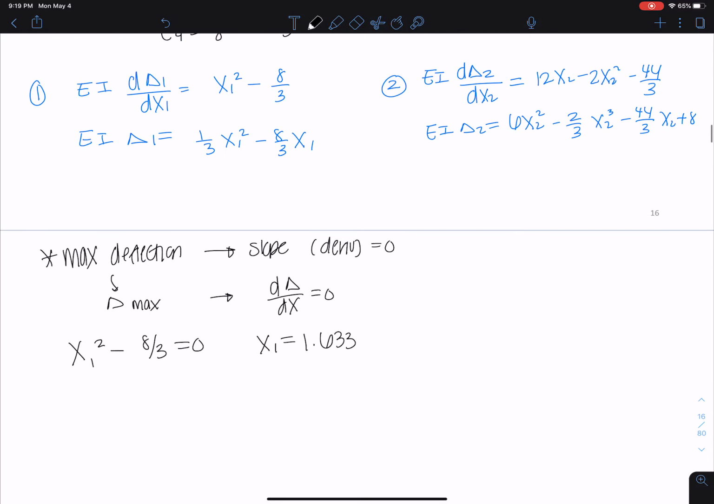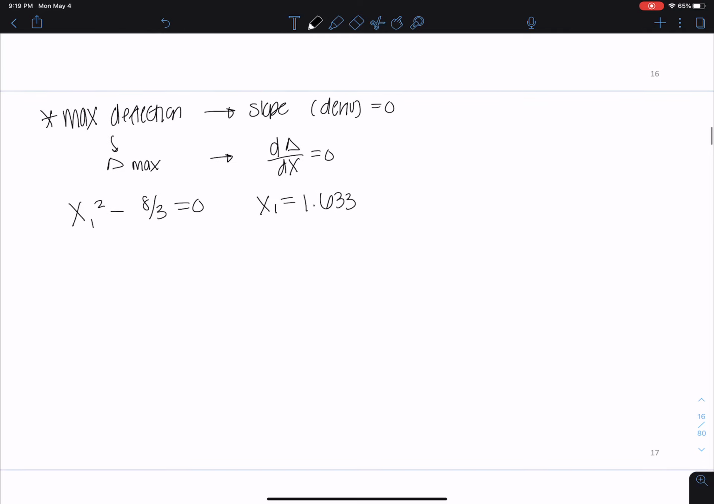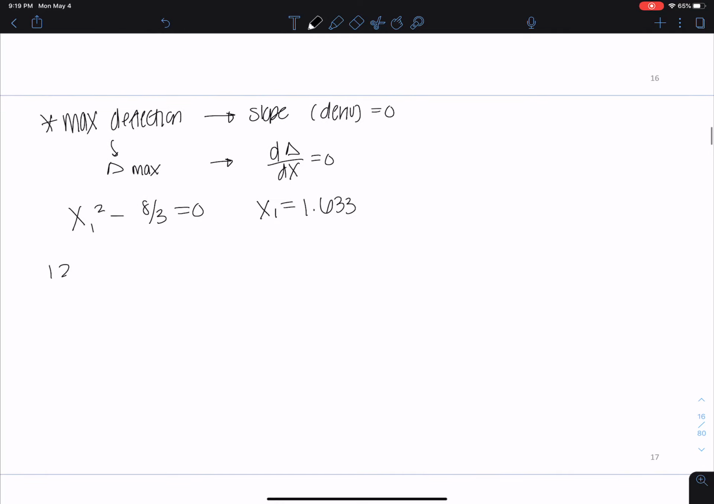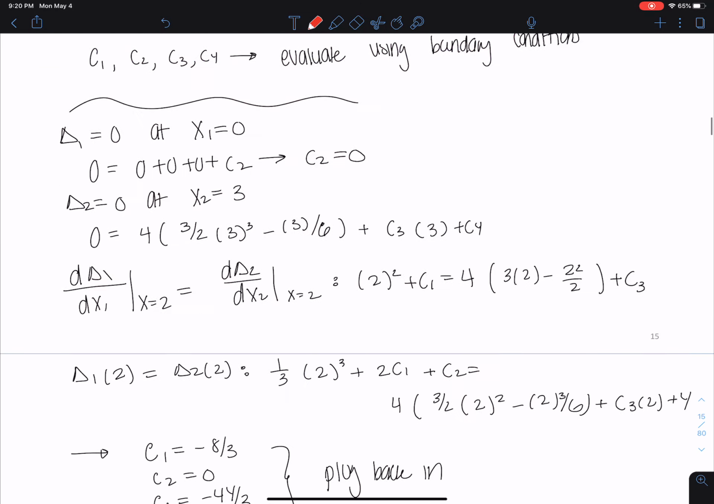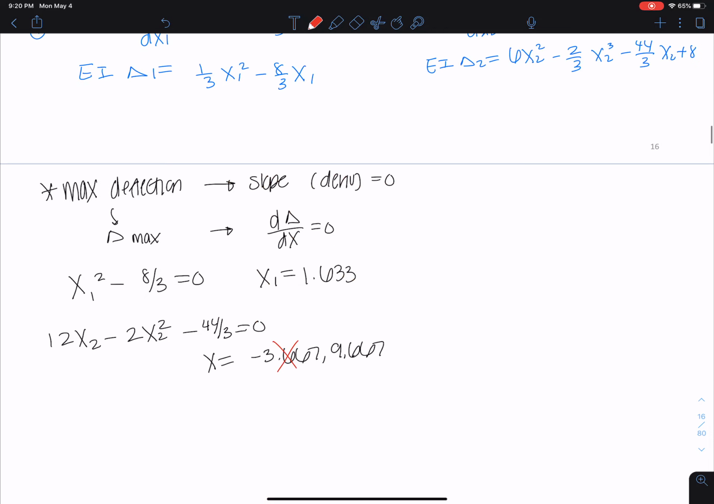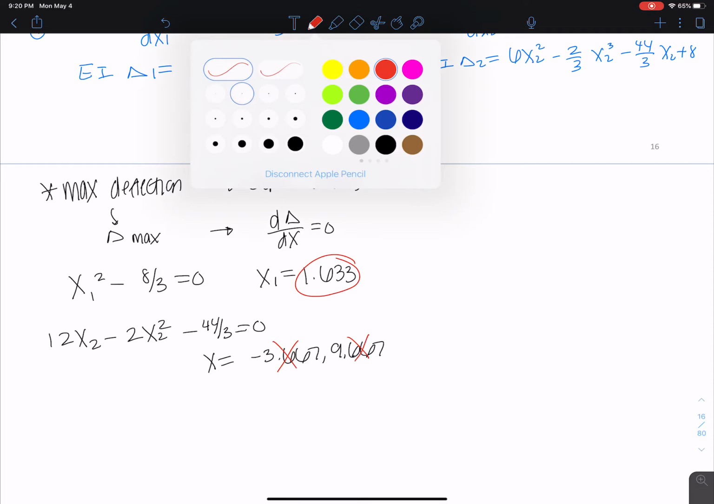Now I have my other delta equation, which is right here. I'm going to do it with both of them so I can figure out what the right answer is, right? So 12x2 minus 2x2 squared minus 44 over 3 equals 0. If I do quadratic equation here, I get x equals negative 3.667 and I get 9.667. Neither of these numbers work. Take out the negative. The other one doesn't work on our beam because it's greater than the length of the beam in meters. So I'm going to pick the one that works here. If you have multiple that work, you can plug them in and just solve for your max deflection.